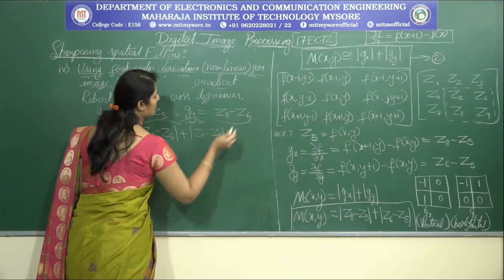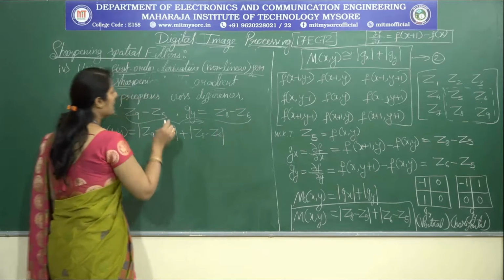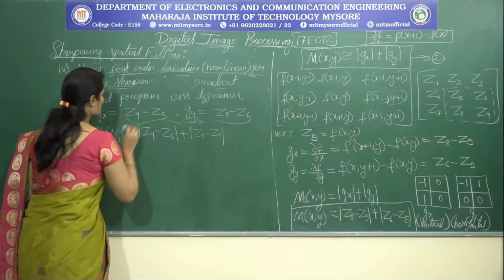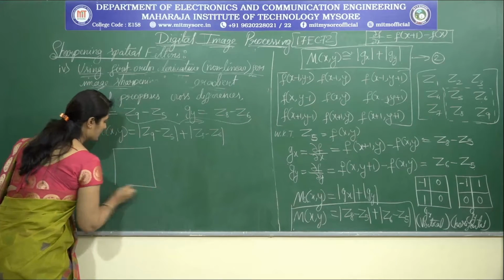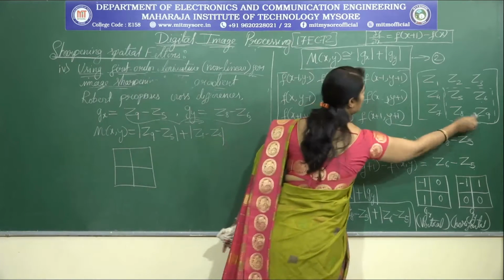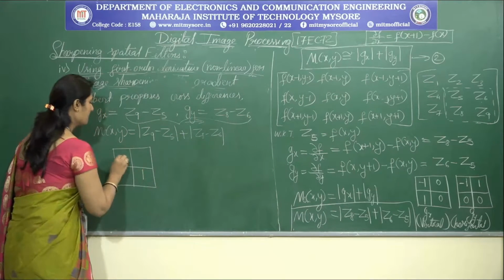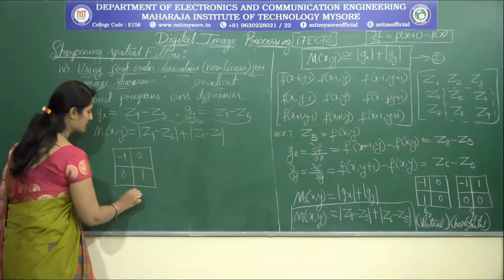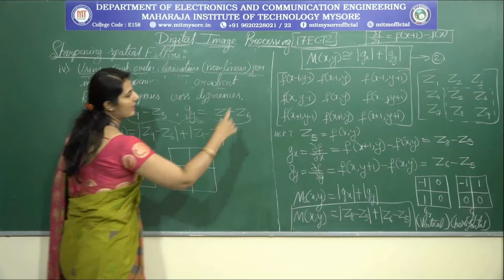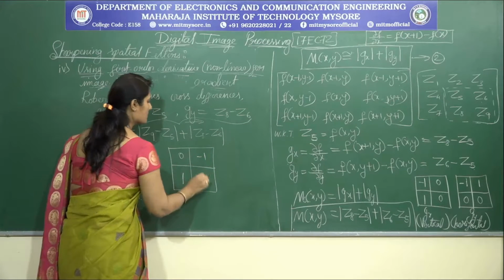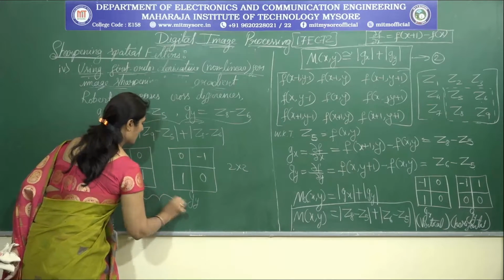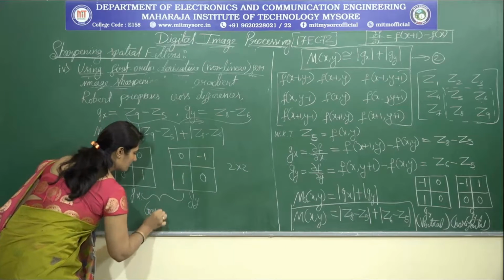This is Robert's cross difference operator or cross gradient operator, and the mask generated by this is nothing but the cross gradient mask. So for gx I can construct a mask like this, which is equal to z9 minus z5, and the other mask is z8 minus z6, so this is again the 2 cross 2 mask for gy. So these two are called cross gradient masks.